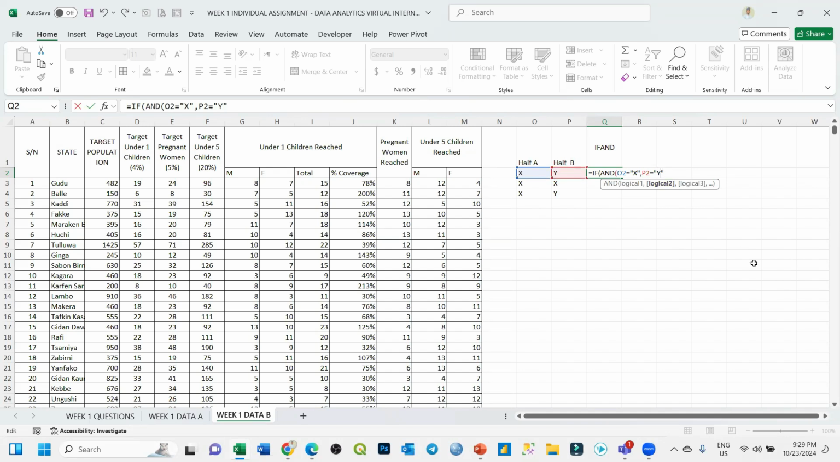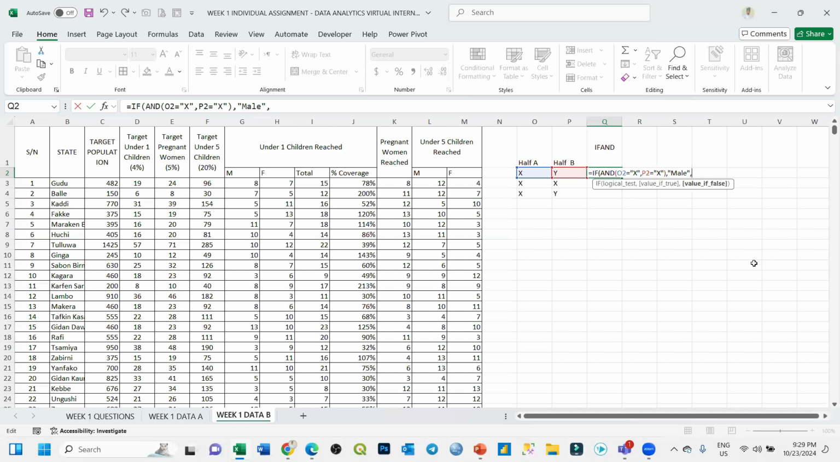But what I'm going to do is, let me just put another X here. But I don't want to confuse it in the first instance. Now we are done with this. So I'm going to say, comma, what do we want to return? If it is XX, that means O2 is X, P2 is X. What do we want to see? We want to see male, male gender. Okay, because it is XX.